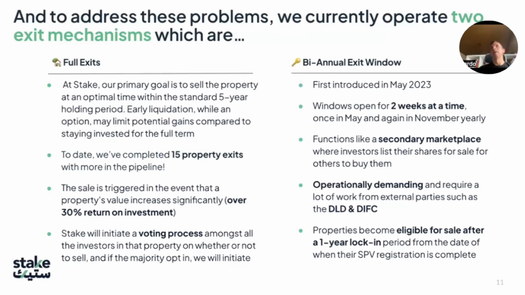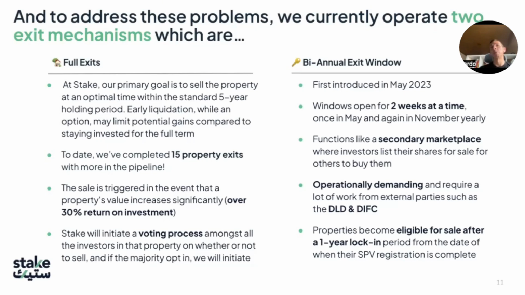And again, just to summarize what I've been saying, there are basically two main exit mechanics. On the left-hand side, it's our preferred one. Our primary goal is to make you understand that real estate has a longer life cycle in terms of exit. So any early liquidation will hurt your returns. It's not what you want to do. So our advice is to keep the standard 5-year holding period.